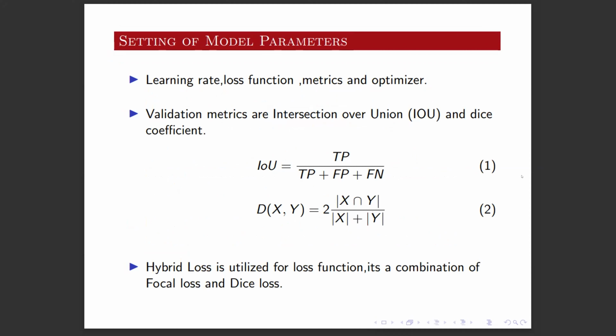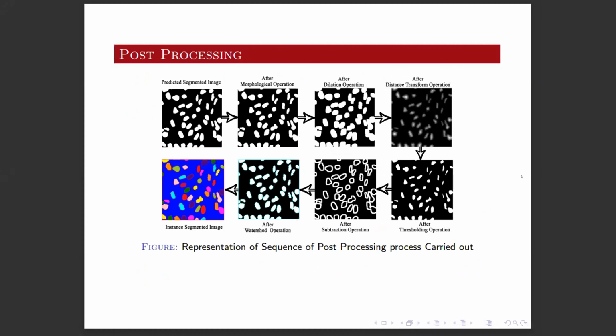Then talking about the model parameters, learning rate, loss function, metrics, and optimizer are used here, and the validation metrics are intersection over union and dice coefficient. A hybrid loss is utilized as the loss function, that is a combination of focal loss and dice loss.